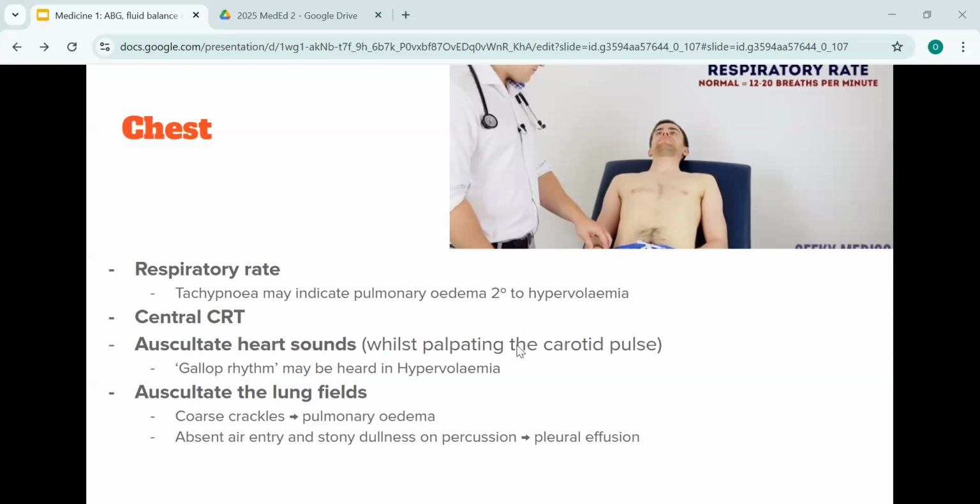It describes the third heart sound occurring after the normal lub-dub heart sounds. And it's due to hypervolemia, causing elevated atrial and ventricular filling pressures.